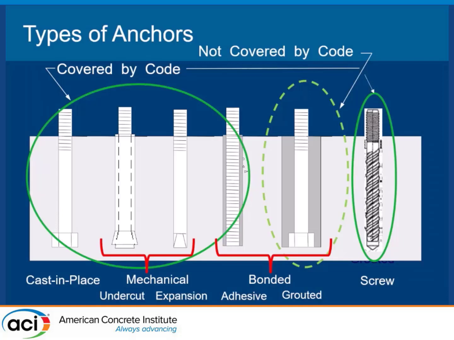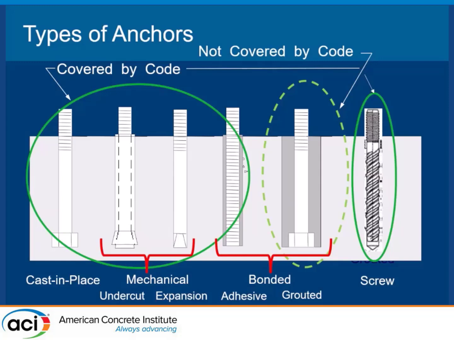So let's talk about the types of anchors first. If this is too basic, maybe, but on the other hand, I didn't realize there were all these different types of anchors. So cast in place, new construction, we all got that, right? We all understand what a headed anchor is. We put that in. We have different types of mechanical anchors that perform to various degrees. We'll get into that a little bit. Then we have bonded anchors, adhesive and grouted, and screw anchors. Screw anchors just came into the code in 19.